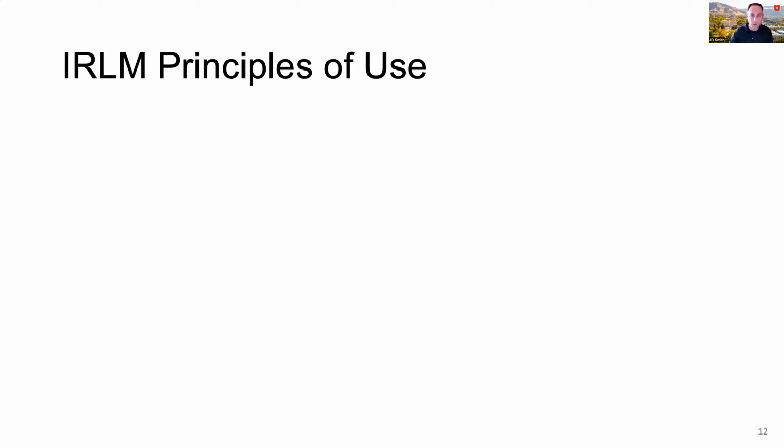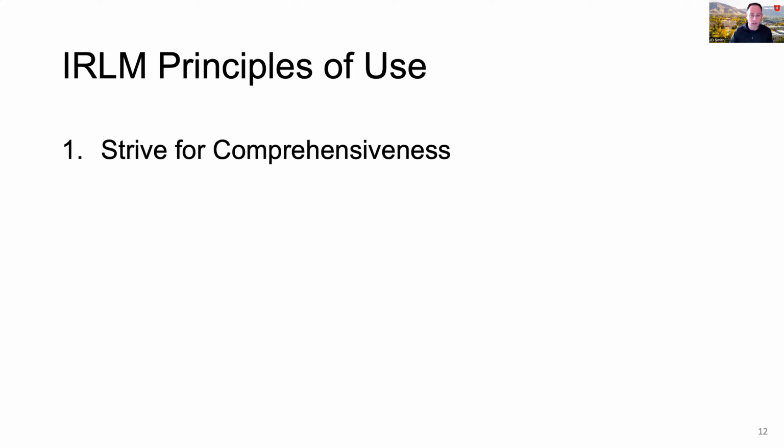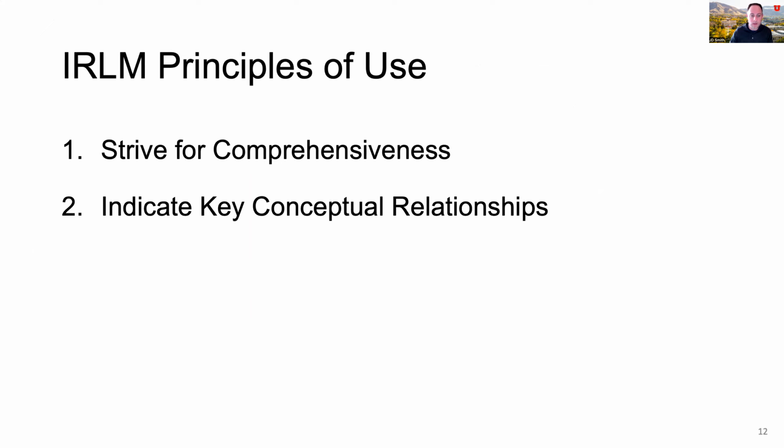So I'll give an IRLM example that is using the traditional approach, not yet into the scale up. In all situations, there are a number of principles of use for the IRLM that we want to stick to, and these are given in more detail in the paper as well. We want to strive for comprehensiveness, so listing all of our outcomes, all of our strategies, all of our potential determinants. We want to indicate key conceptual relationships between those different variables.